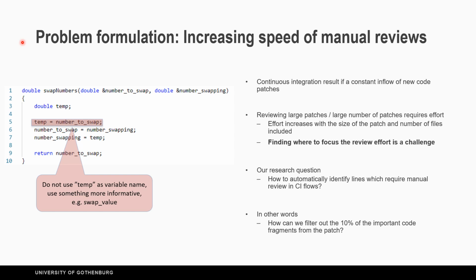If you get 1,000 lines of code to be reviewed, which is not uncommon, how do you find the line that is important? Especially if the lines or code fragments are distributed over several different files. So the challenge that we address is how to automatically identify those code fragments that should be reviewed manually, to give a proposal to the software reviewers.